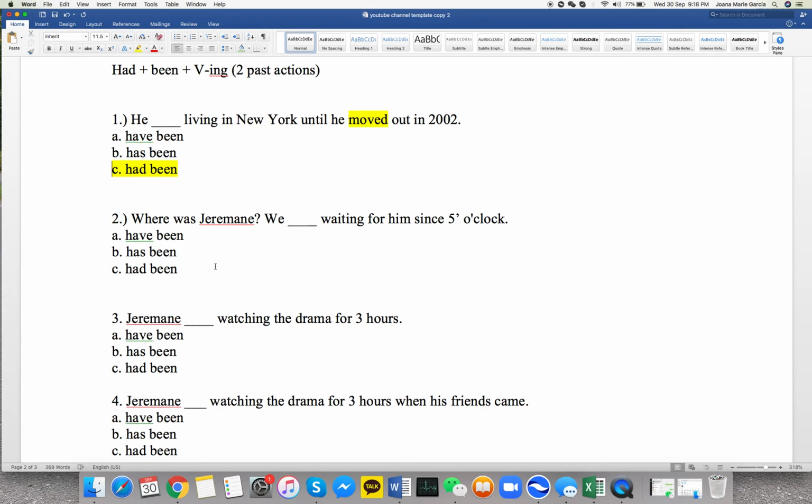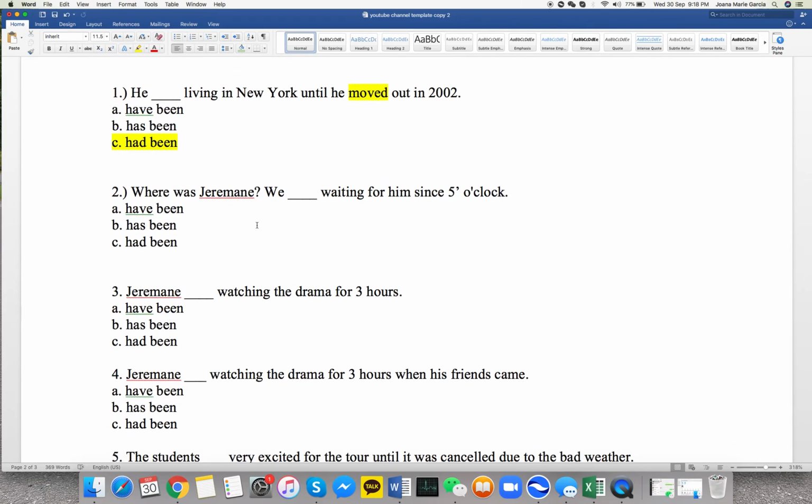But I'll give you hints, okay? For number two, where was Jermaine? We blank for him since 5 o'clock. I'll give you a hint. They were looking for Jermaine. That was the first past situation, okay? And then blank waiting for him since 5 o'clock. So there are two, right? But here it's like a combination, okay?